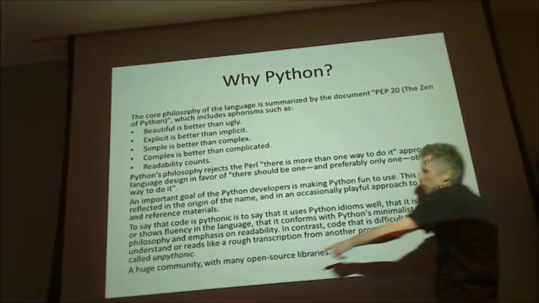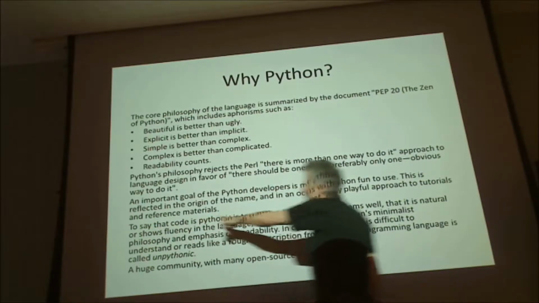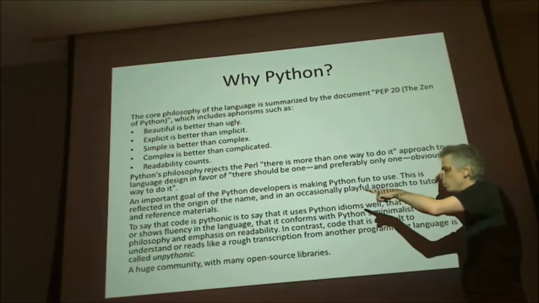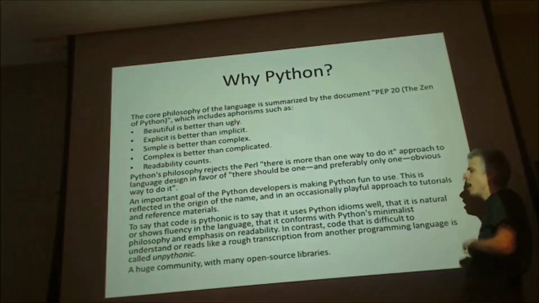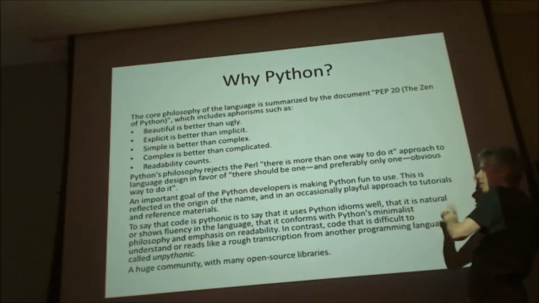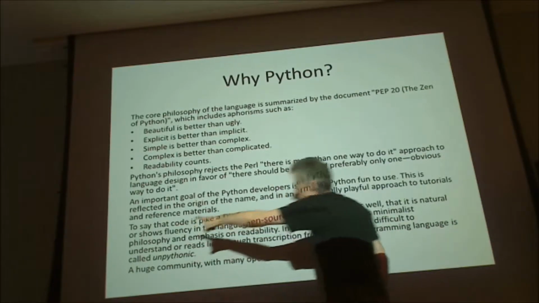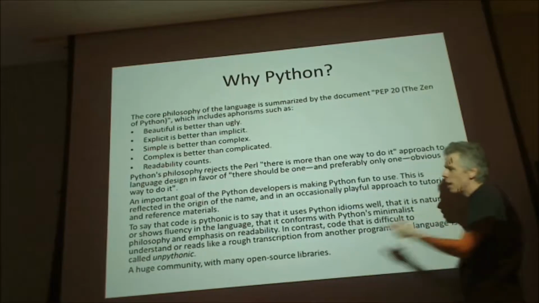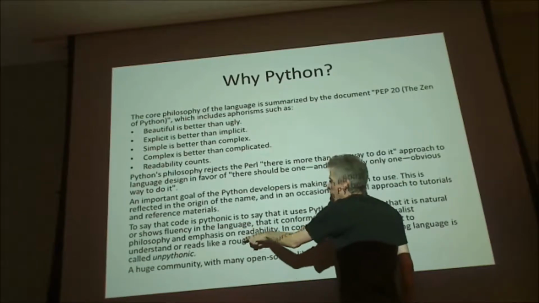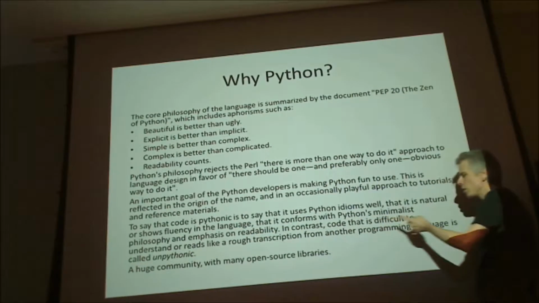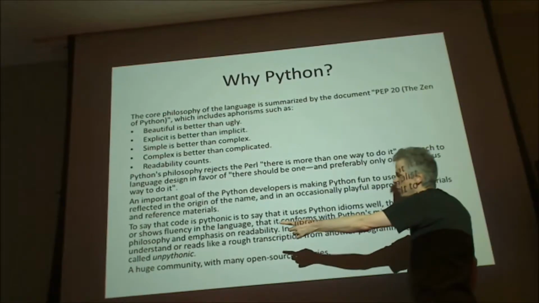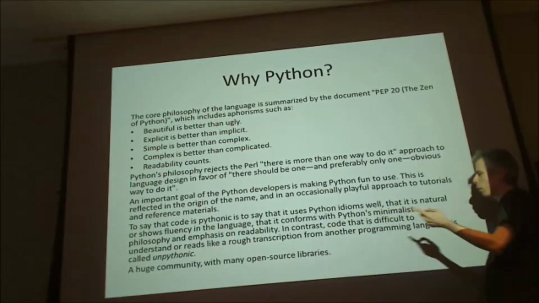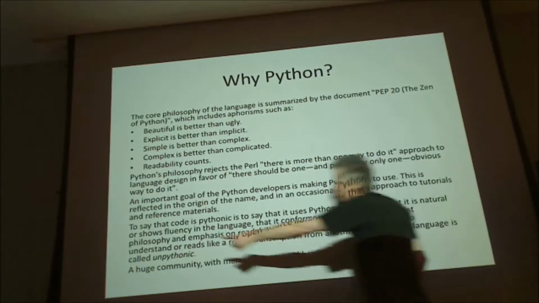The other thing off of this list that I'd like to read to you: to say that code is Pythonic is to say that it uses Python idioms well, that it is natural or shows fluency in the language, that it conforms with Python's minimalistic philosophy and emphasis on readability. In contrast, code that is difficult to understand or reads like a rough transcription from another programming language is called unPythonic.